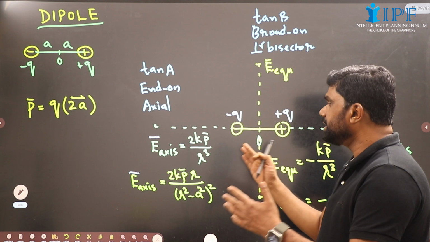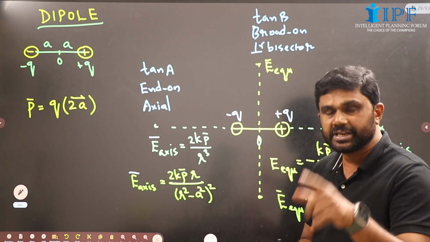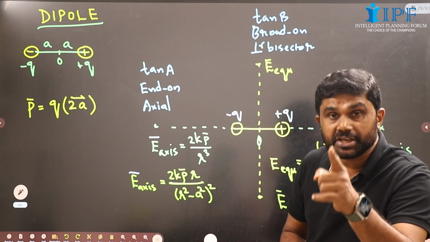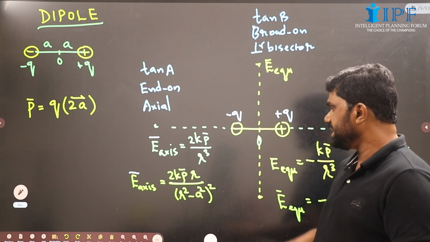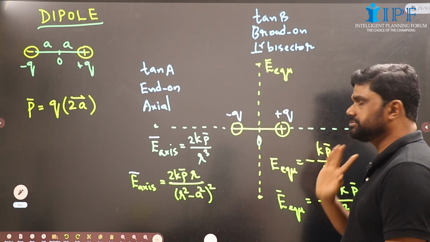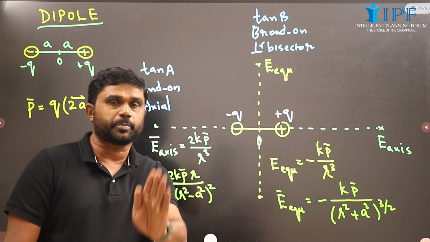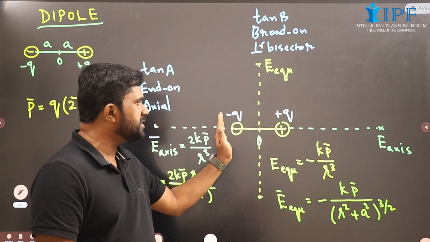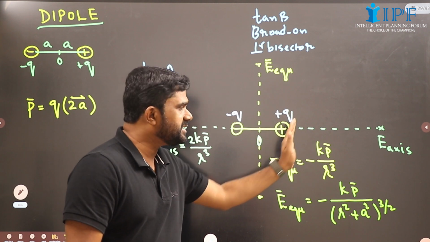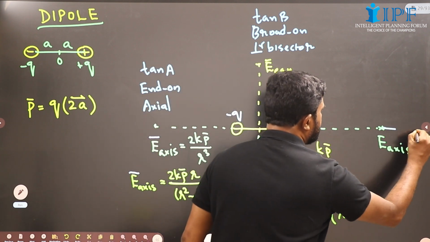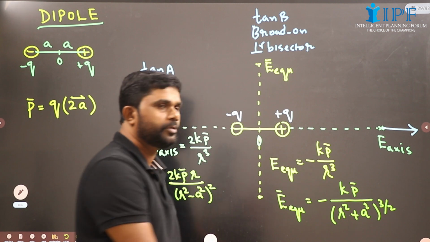Okay, and what is the direction of this field along the axis? It is along the direction of the dipole moment. See, here I have negative charge here and positive charge here. So the dipole moment is directed from negative to positive. So the dipole moment is towards right. So the intensity of electric field at this position will be along the direction of the dipole moment.